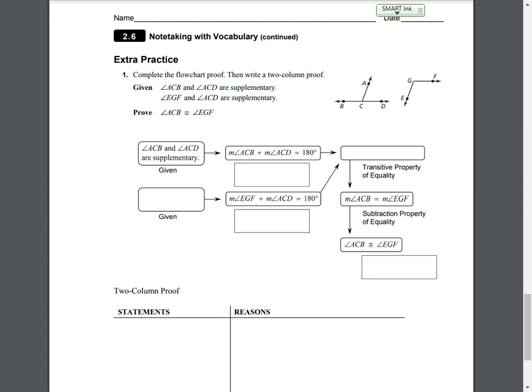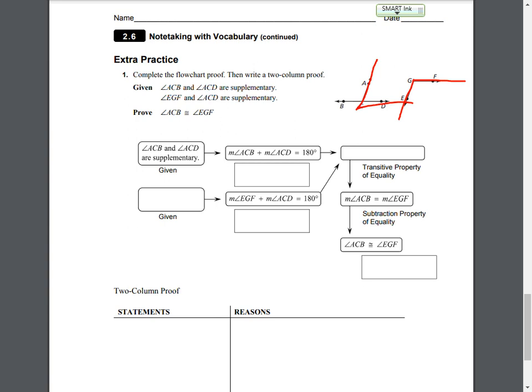Symmetric practice. Complete the flowchart proof, then write the two-column proof. So given angle ACB and angle ACD are supplementary. Angle EGF and angle ACD are supplementary. Okay, so let's just think about that. EGF and ACD are supplementary. Prove that ACB is congruent to EGF.